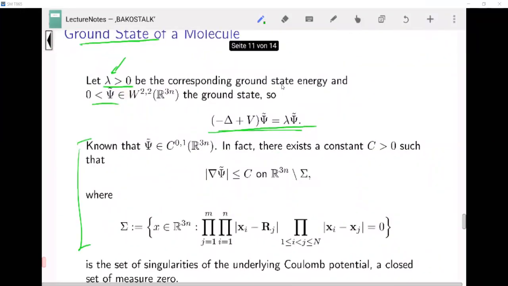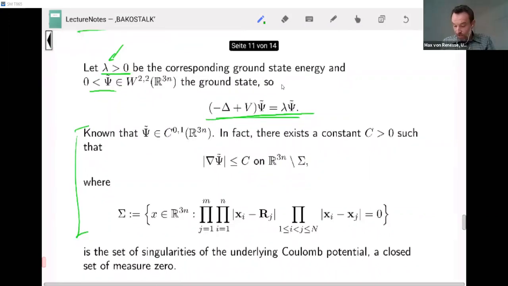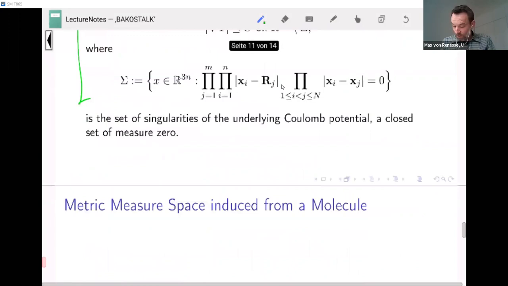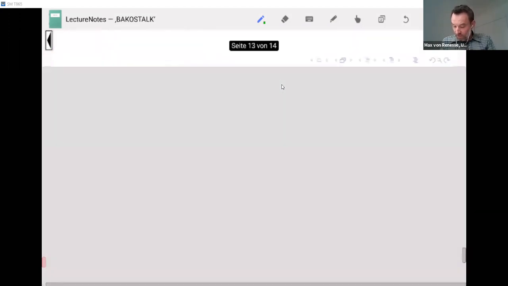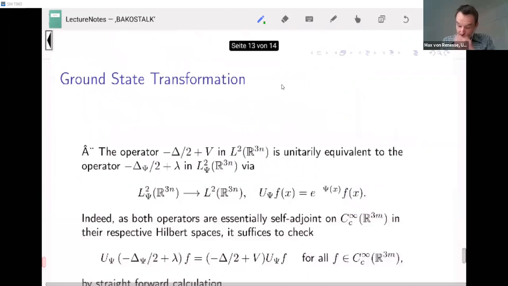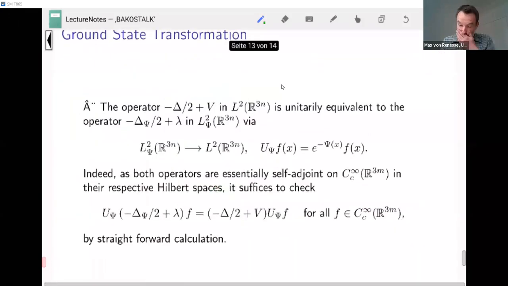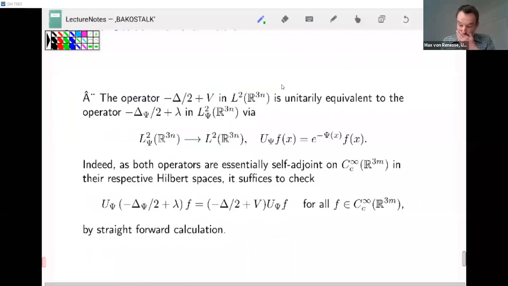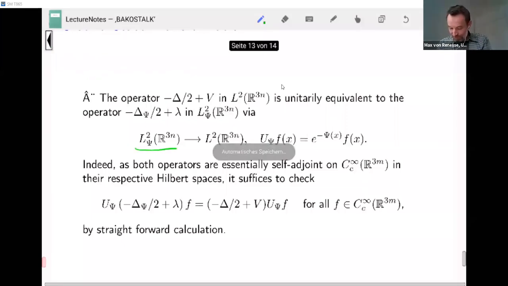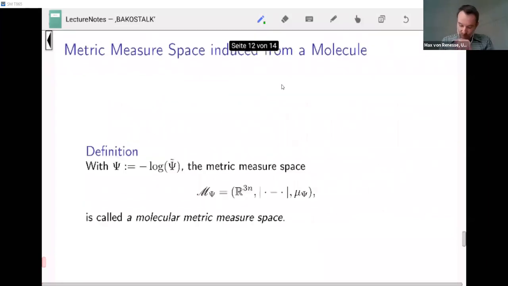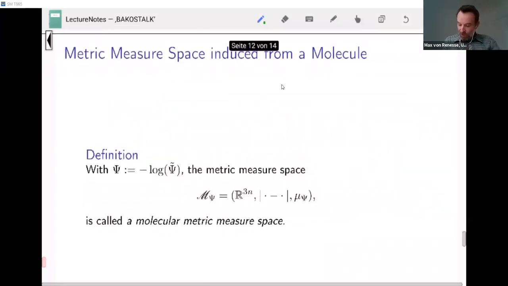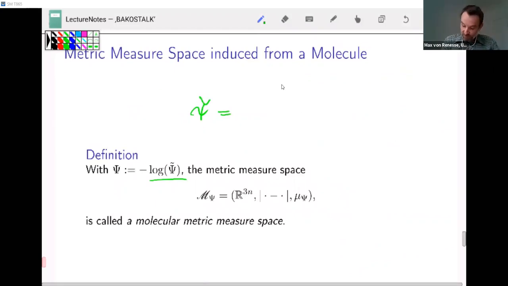Before we come back to the properties of the ground state in this particular case, let me just remind you what the ground state transformation is. Can I pass to a weighted Euclidean space? Okay, let's go step by step. We have psi tilde, which is the ground state, which is positive, right?